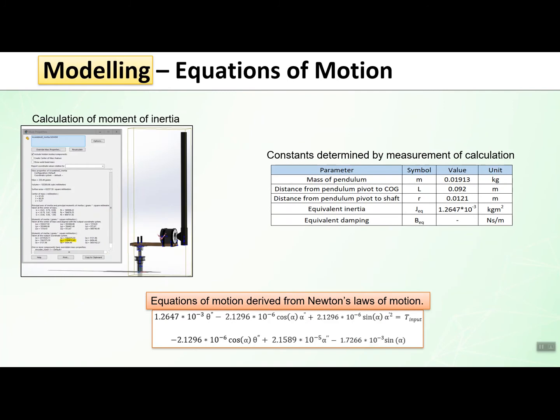Now moving on to the modelling section of the presentation. First of all, I determined the equations of motion based on quite a few assumptions, and these equations of motion were derived from Newton's laws of motion, and the constants were determined by taking measurements from the actual real rig and from the SolidWorks model. But this model was not actually simulated because a more accurate method for obtaining the model was found.